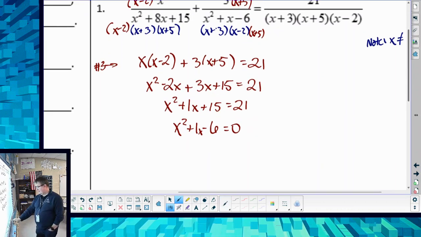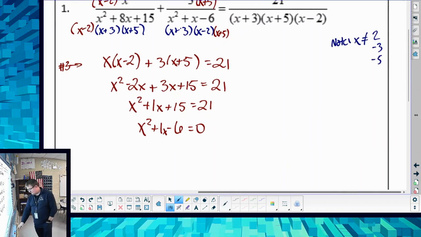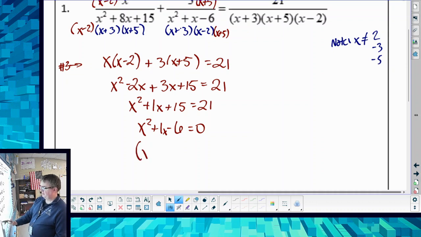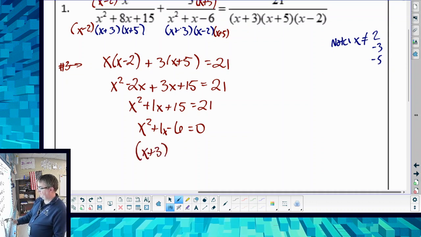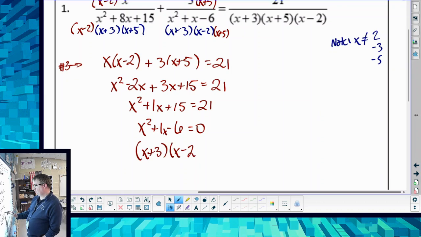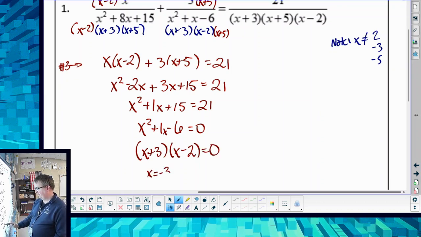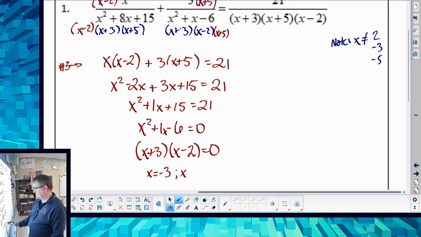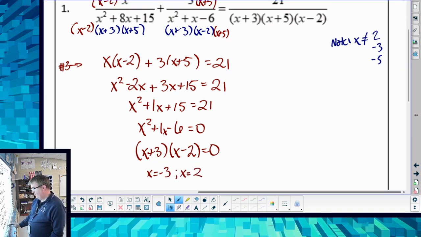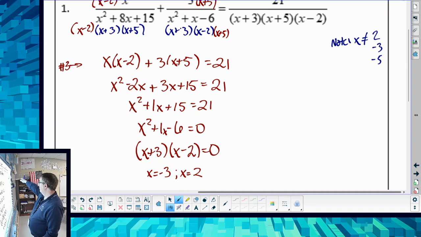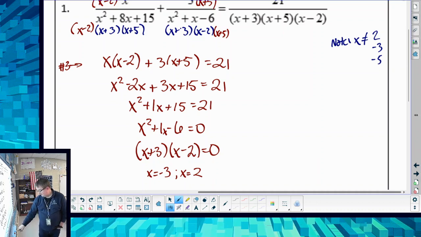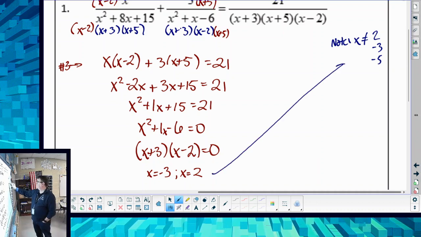So then we've got a quadratic. This one happens to factor, which makes life a lot easier. I'm going to get x plus 3 times x minus 2 is equal to 0. So x is going to equal negative 3, and x is going to equal 2. Now, we do have to check this up over here.